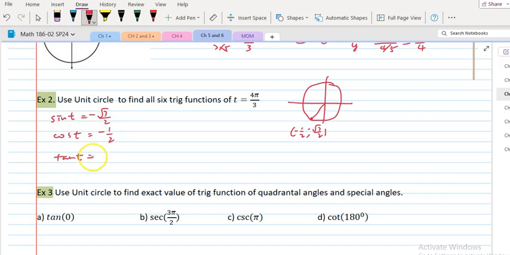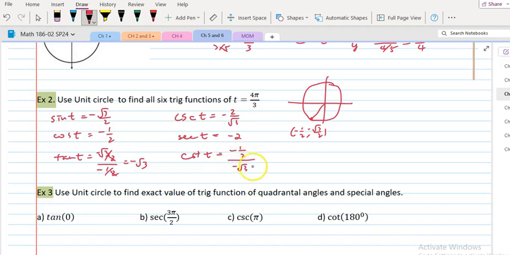Tangent t would be y over x. Negative root 3 over 2 divided by negative 1 over 2, the over 2 and over 2 cancel, become negative root 3. And then we have cosecant t, which is 1 over y. Y is negative root 3 over 2, so it will be negative 2 over root 3. Secant t would be 1 over x, which is negative 2. So it's negative 1/2, you reciprocate it, become negative 2. And then cotangent t is x over y. So do negative 1/2 over negative root 3 over 2. So over 2 and over 2 cancel. 1 over root 3, positive.